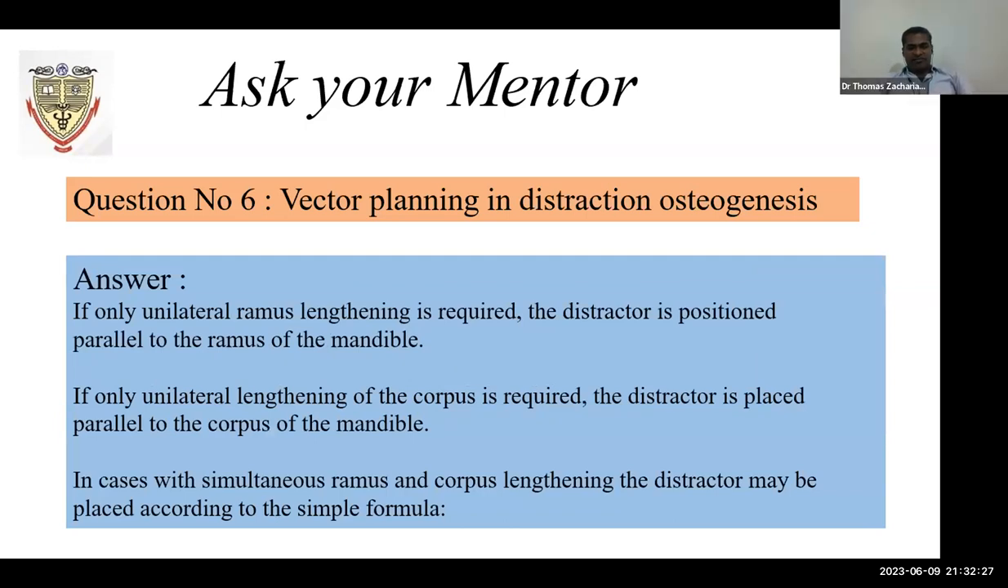Can I just add a couple of things here, Dr. Sushmitha? Yes. I have just put some picture diagrams also just to explain this, because vector planning is actually a very interesting topic in distraction. It's a very important concept that PG should know.